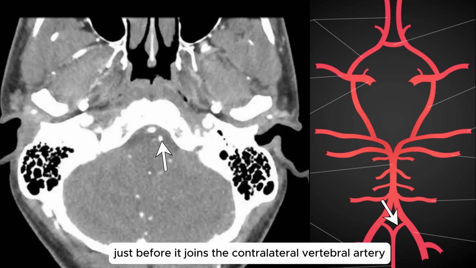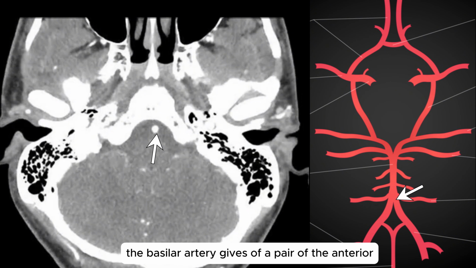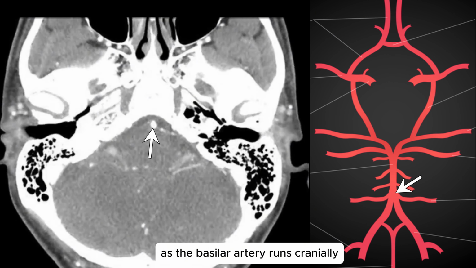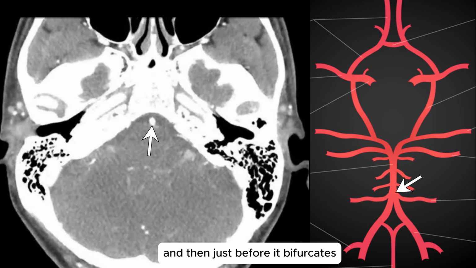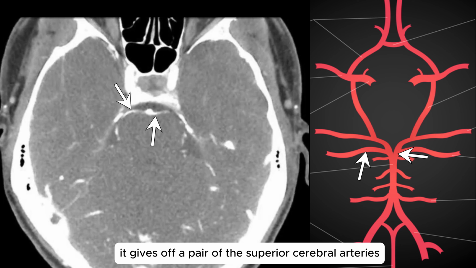just before it joins the contralateral vertebral artery forming the basal artery. The basal artery gives off a pair of the anterior inferior cerebral arteries. As the basal artery runs cranially, it gives off small perforators, and then just before it bifurcates, it gives off a pair of the superior cerebral arteries.